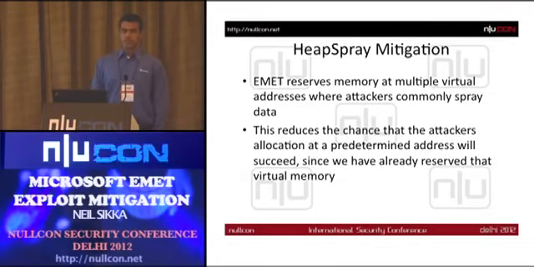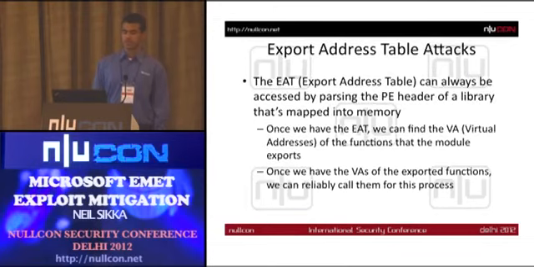So, export address table attacks. Basically, the EAT can be used to find the addresses of different functions in the virtual address space. For example, you can find the addresses of functions like VirtualProtect and things like that, functions that are exported by common modules. And once the addresses of those functions are found, then shellcode can call those functions.